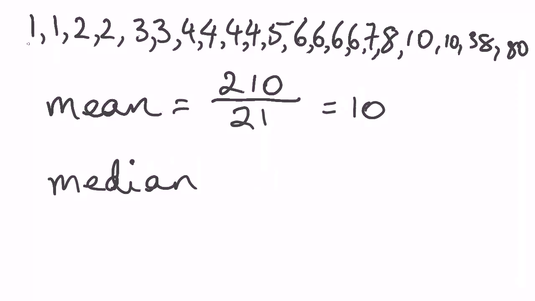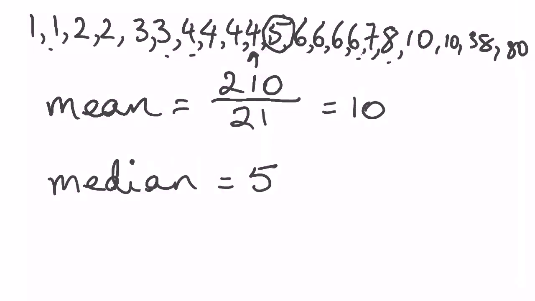So let's count along. 1, 2, 3, 4, 5, 6, 7, 8, 9, 10. This number 4 is the 10th. That makes 5 my middle number. And then 1, 2, 3, 4, 5, 6, 7, 8, 9, 10 on the right. So my median here is actually 5.